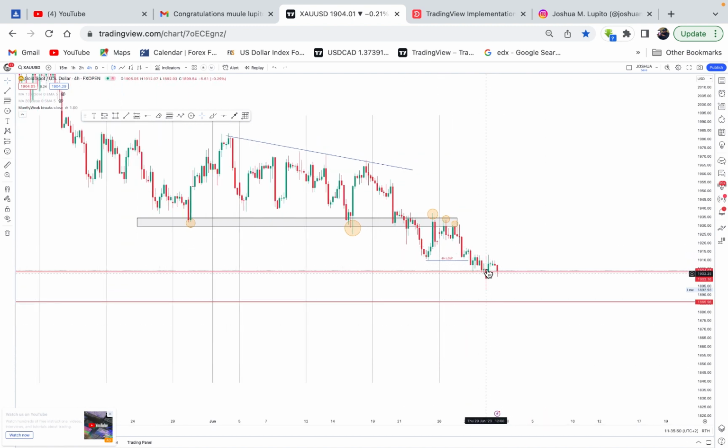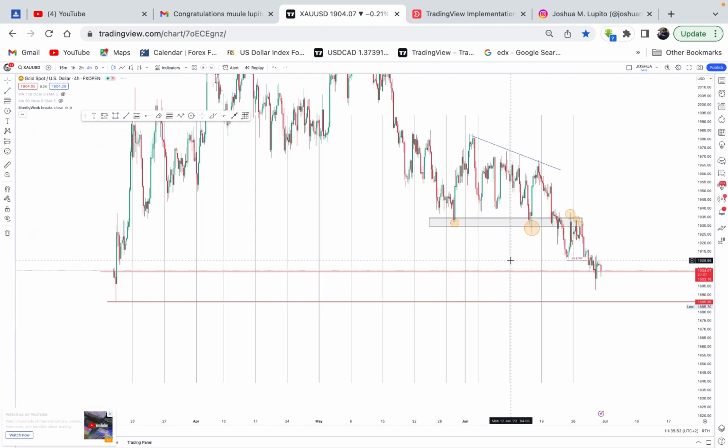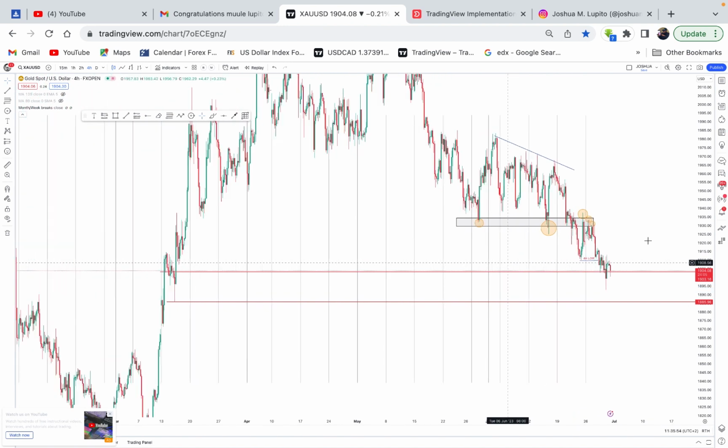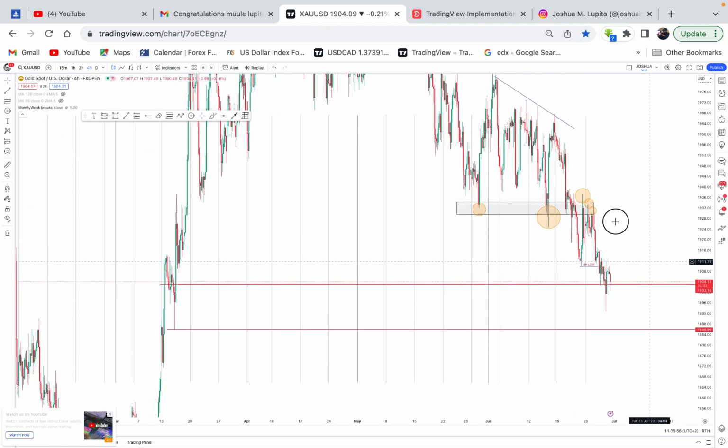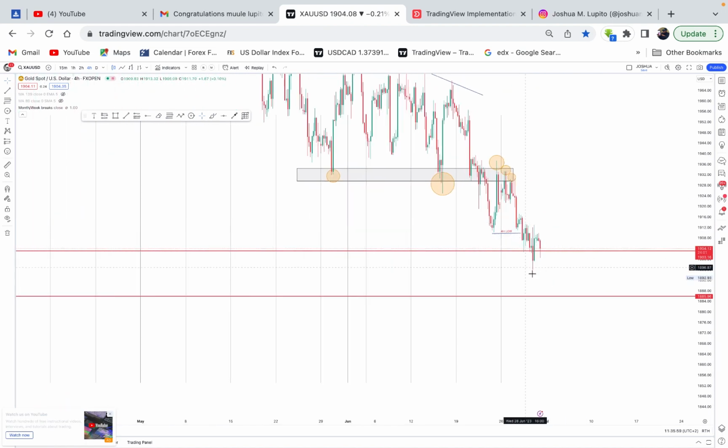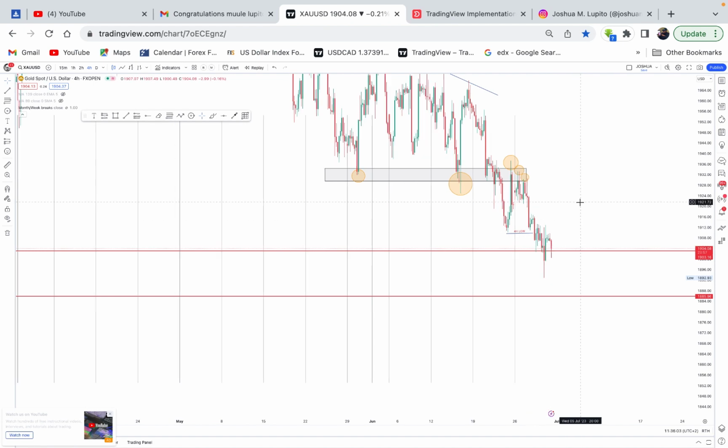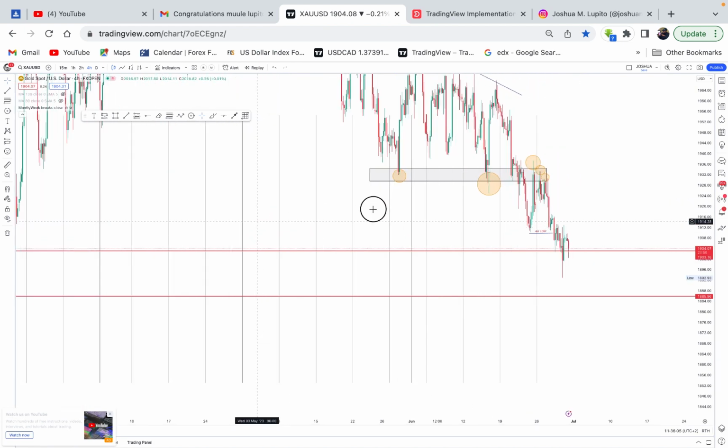So from here, we can see the market pushed into the zone. If we move to the lower time frame, the market pushed into the zone and actually gave us a nice rejection there. And you can see the market is still above this particular point here.